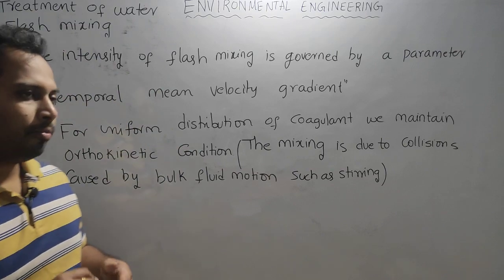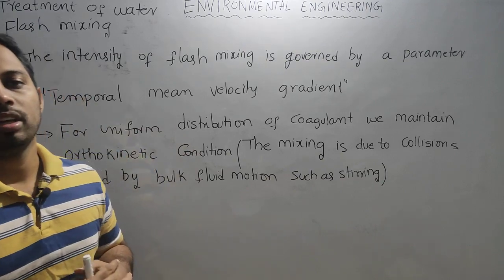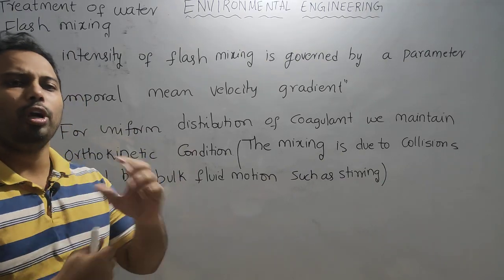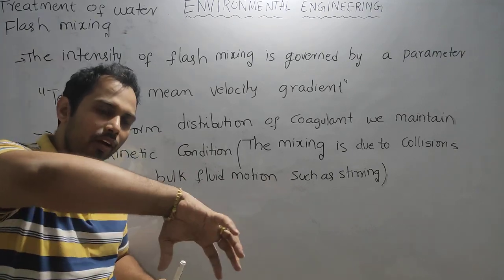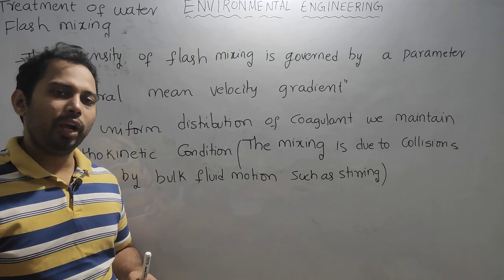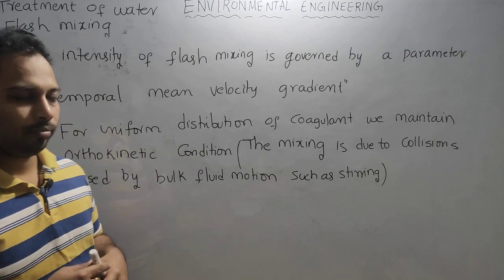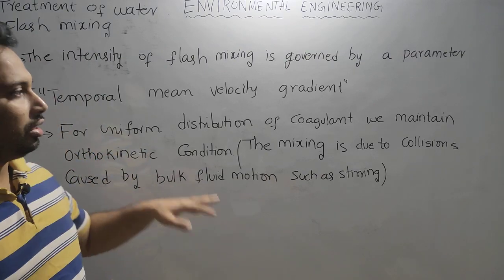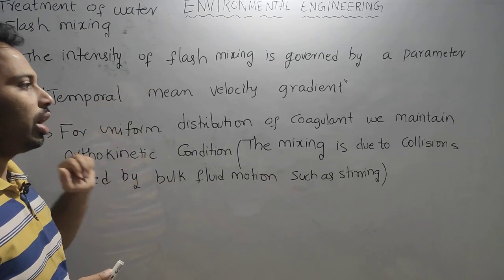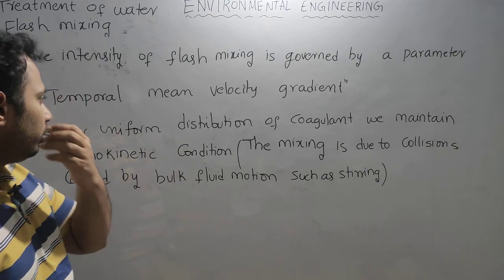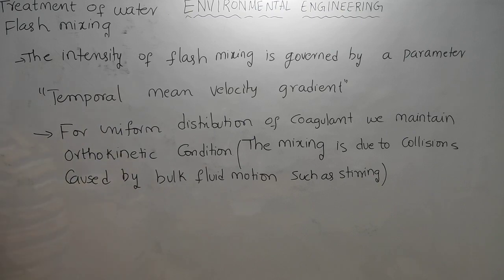Orthokinetic condition means when you are mixing any item or any compound by making bulk fluid motion. If you are mixing or stirring it, you are moving the fluid and causing more collisions inside the medium or water. That is nothing but orthokinetic condition. So for flash mixing, we maintain orthokinetic condition in order to have uniform distribution of coagulant.